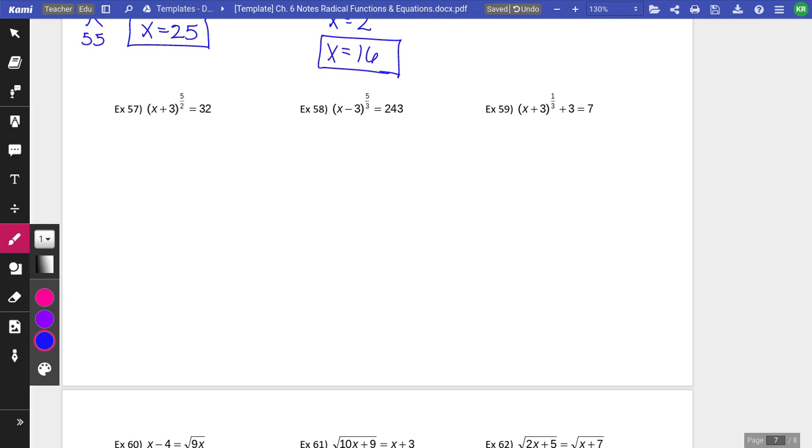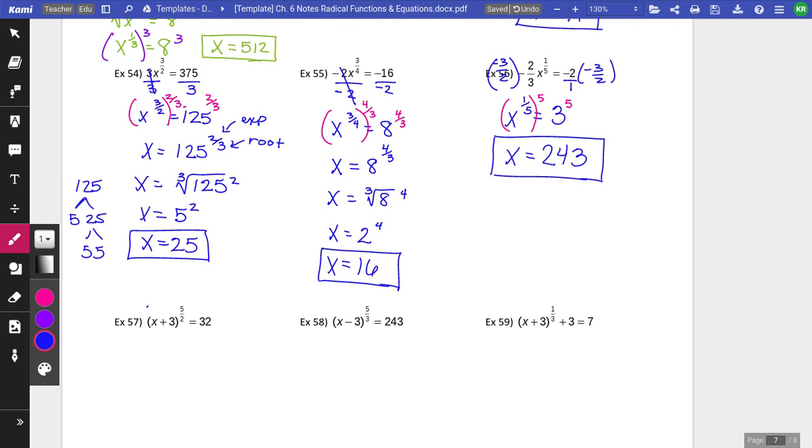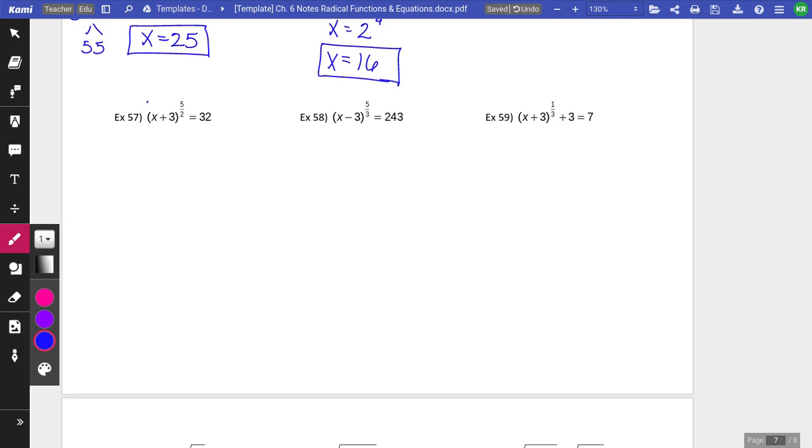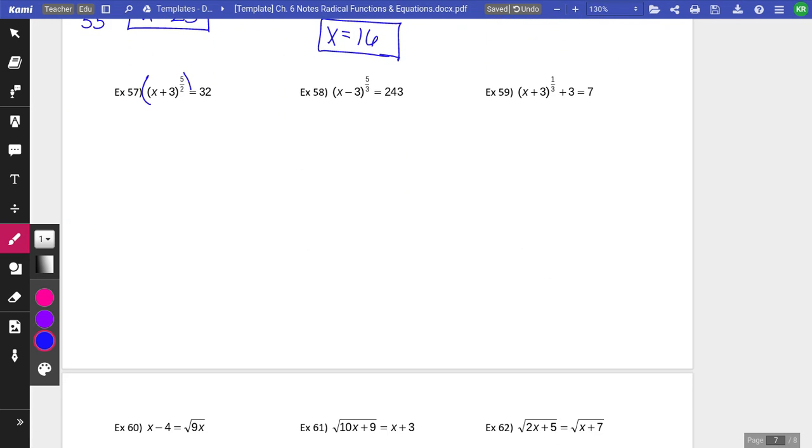All right, let's look at these next couple. So example 57. Now, since the quantity is to the 5/2 power, we're going to get rid of that exponent first. Before on the previous 3, the exponent was only just for the x, so that's why we divided by the 3 or divided by the -2. But on this one, we are going to need to do 2/5. So both sides to the 2/5 power. You now have x plus 3 equals 32 to the 2/5.